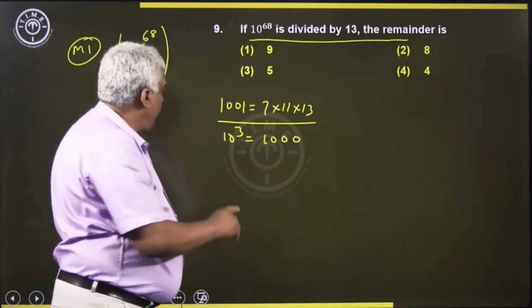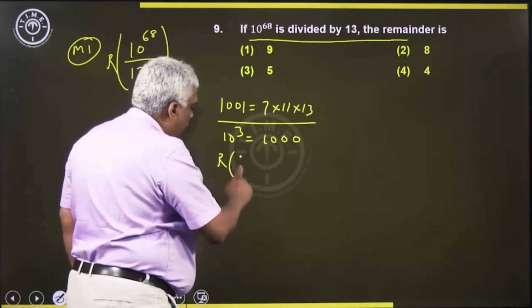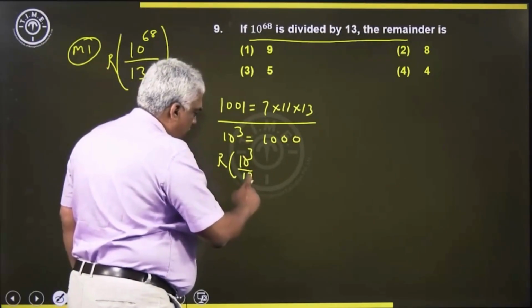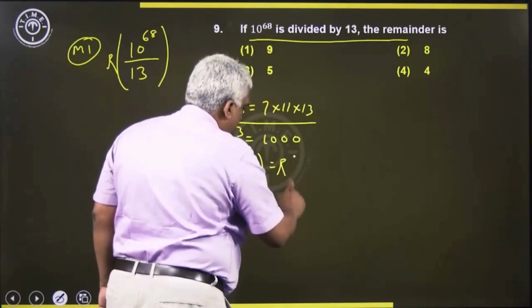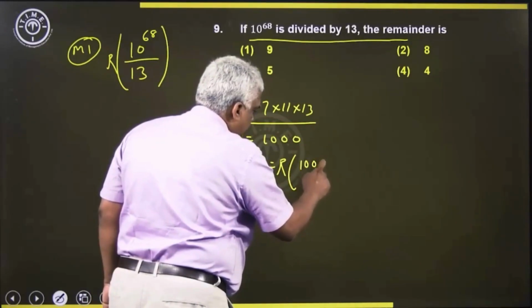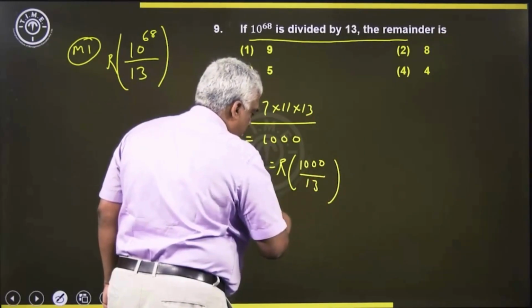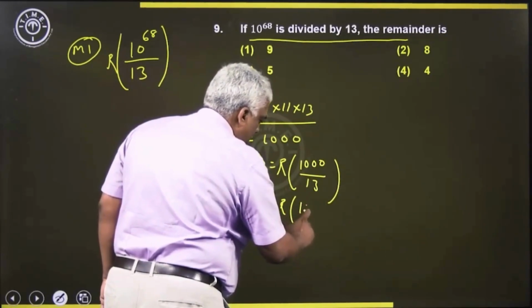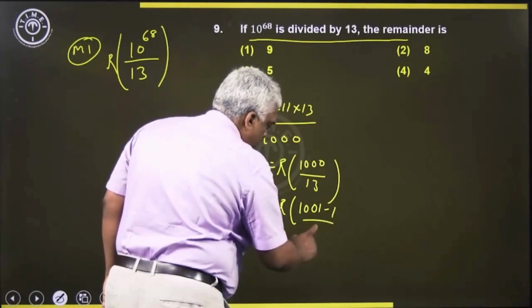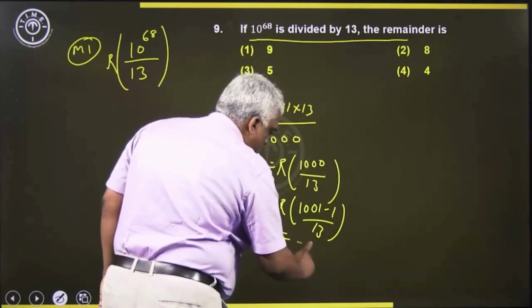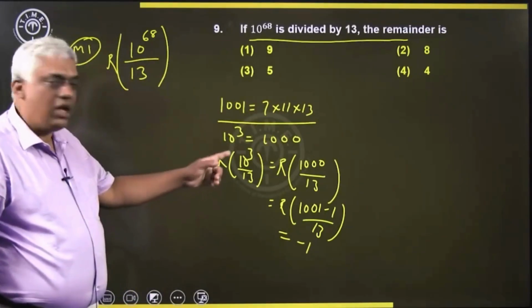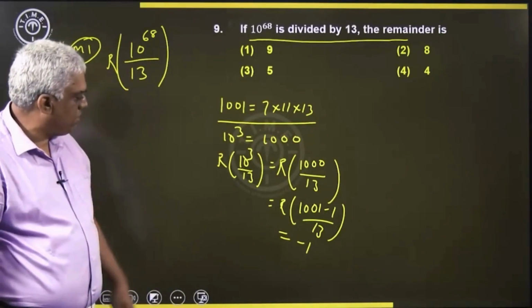Okay. So, if we divide 10 to the power 3 by 13, or if I divide 1000 by 13, basically you can write 1000 as 1001 minus 1 by 13, your remainder will be minus 1. So, if you divide 1000 by 13, the remainder is minus 1.